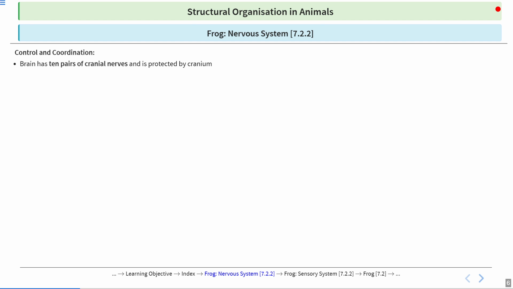The brain has 10 pairs of cranial nerves. 10 pairs of cranial nerves means 10 nerves that originate from the brain of frog. Cranial nerve means that is the brain part, right? So the nerves that originate from the brain are called cranial nerves. And how many? 10 pairs. They are protected by the cranium. Cranium is a bone that covers this particular part, right?